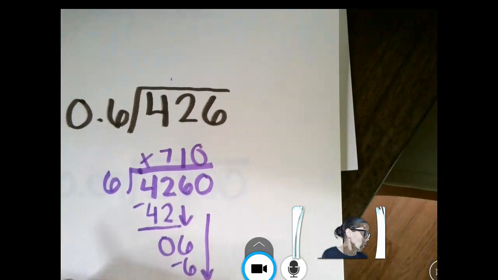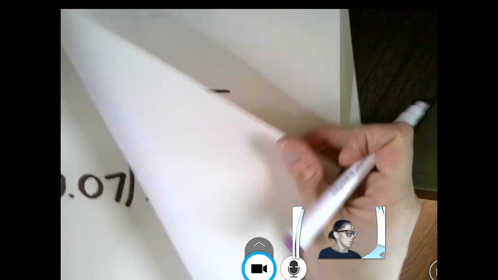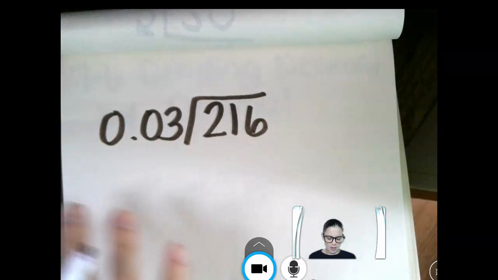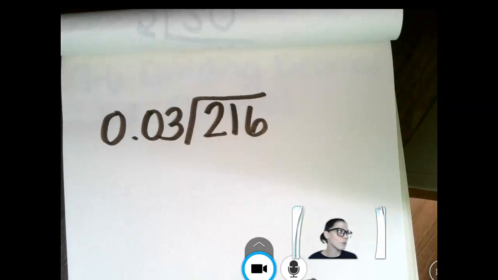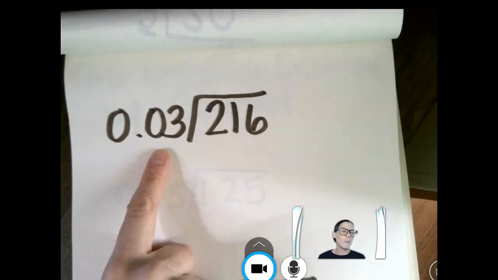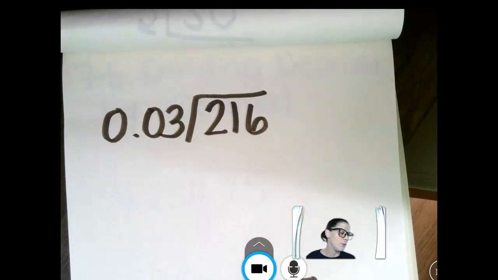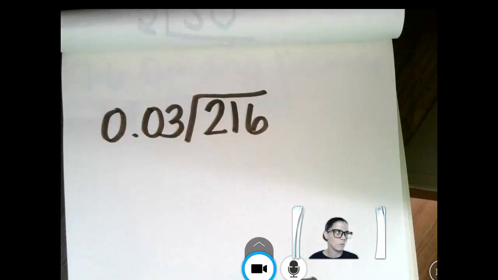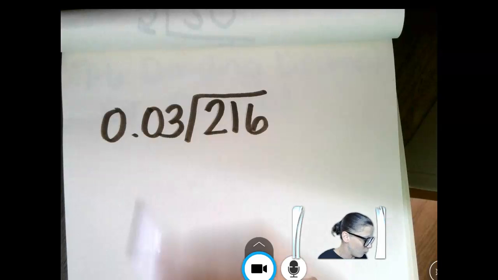Let's do 2 more and then we will be ready to go on to our individual practice. So let's see. All right, there we go. 216 divided by 3 hundredths. So how much 10, 100, or 1,000 do I need to multiply 3 hundredths by in order to make it become a whole number? I've got to move that decimal how many times? 2 times. So I need to multiply it by 100. So it becomes a 3.